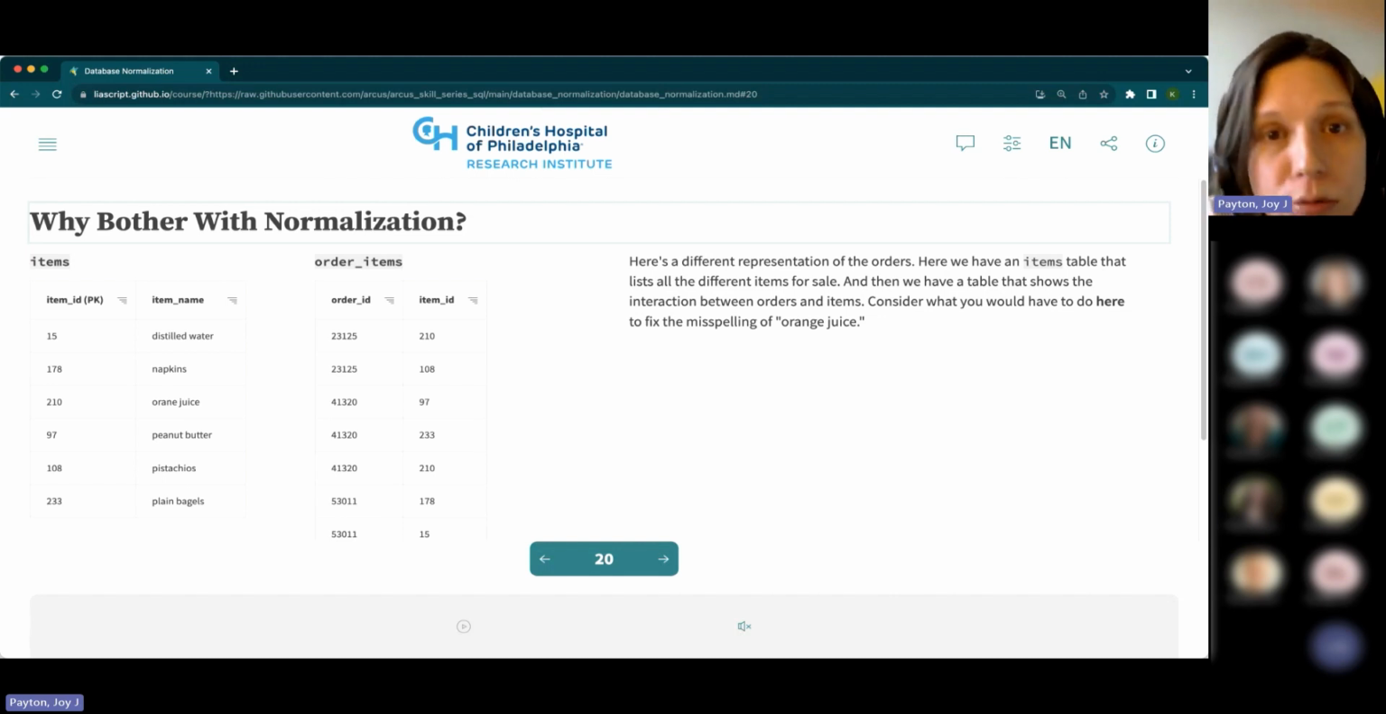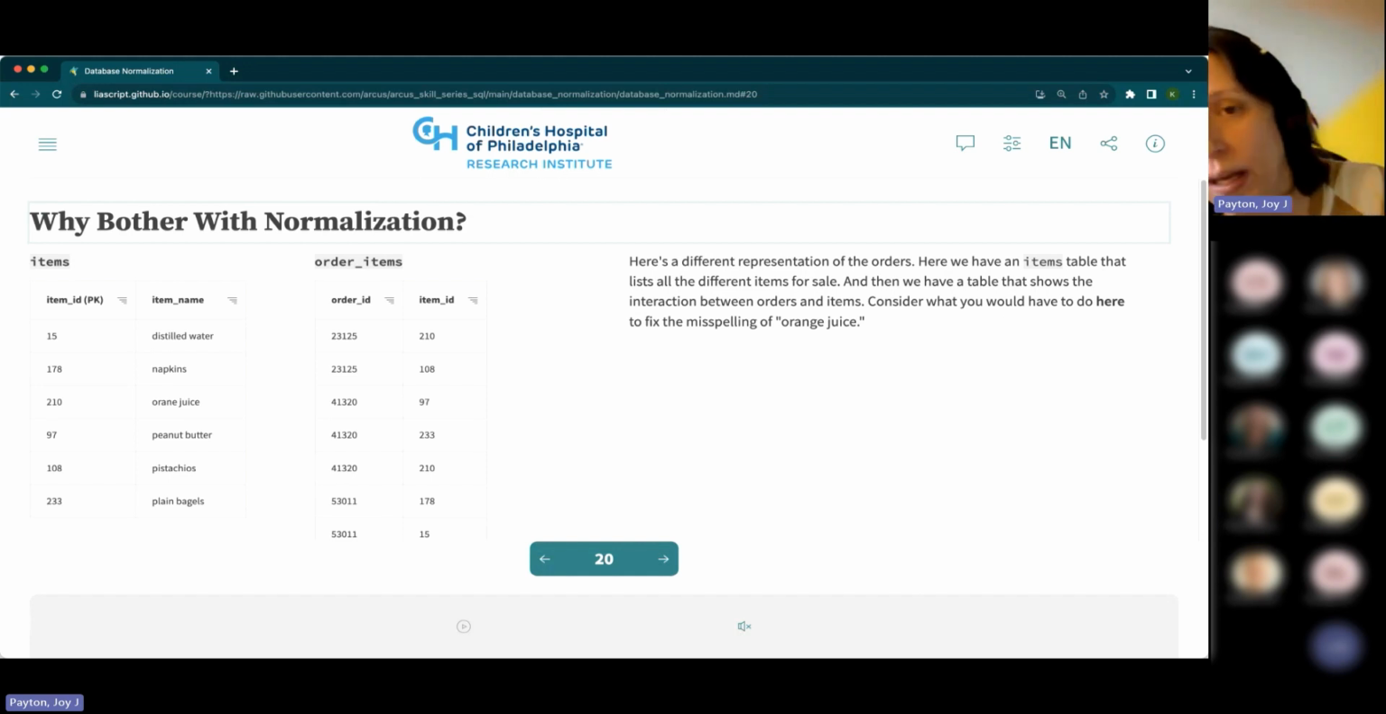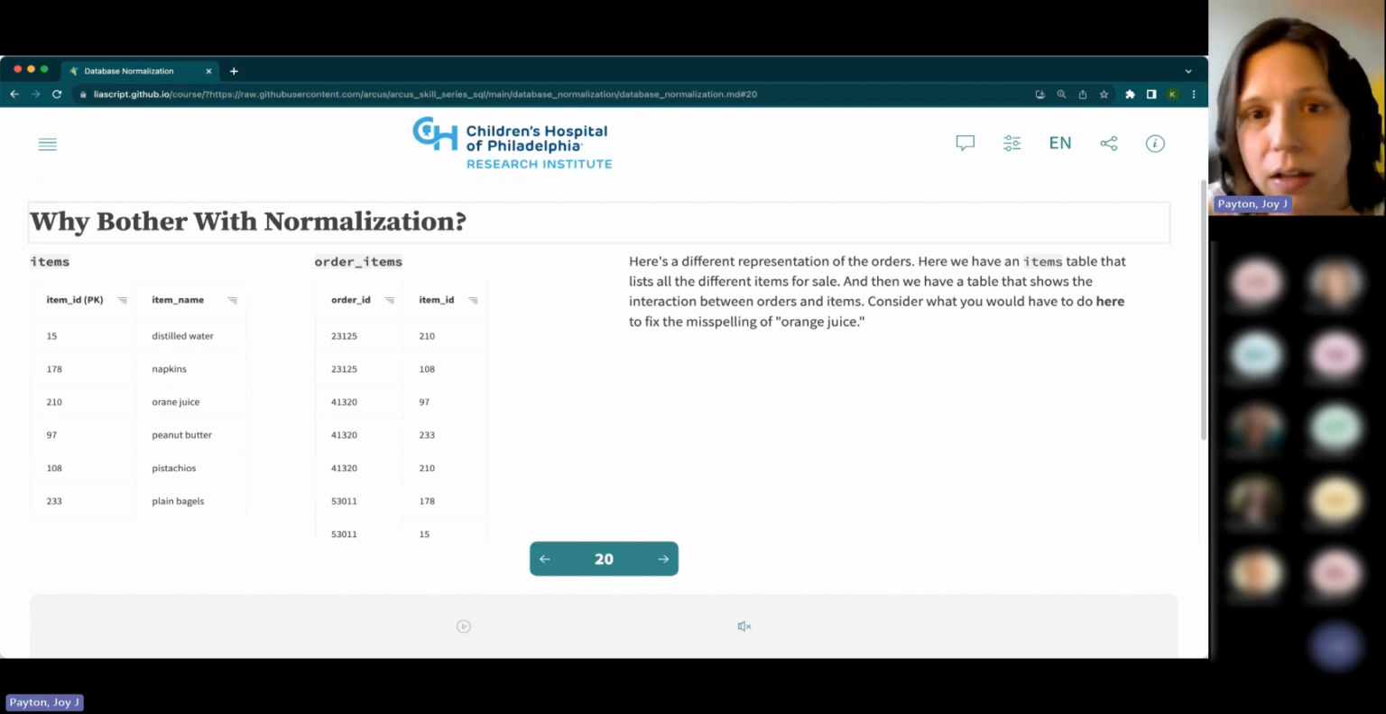And normalization is really important for keeping our data efficient, reducing complexities of not knowing how wide to make a table or having lots of repetition, and it makes correcting data a lot easier as well.